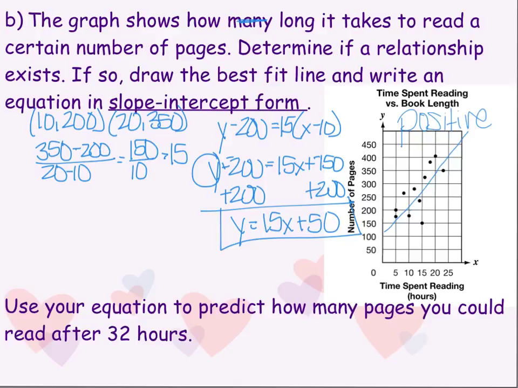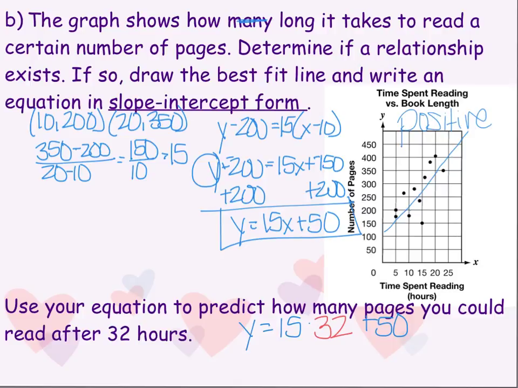If you have questions, I can talk to you guys more about this tomorrow. And if you're not sure if your answer is correct or not, I'd be happy to take a look at it tomorrow. A good way to know if your answer is correct is when we make our prediction down here. I'm going to use my equation. You use whatever equation you found. So I'm going to use y equals 15 times, and I'm going to put 32 in for x, plus 50. So when you're using your prediction, you're using your equation and just plugging in that number.